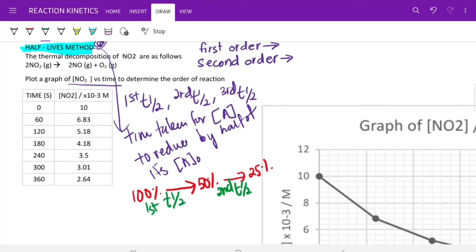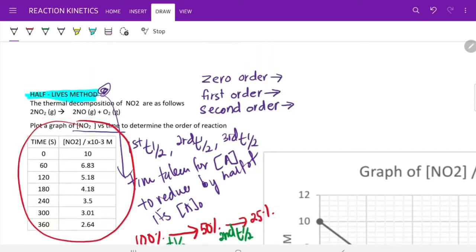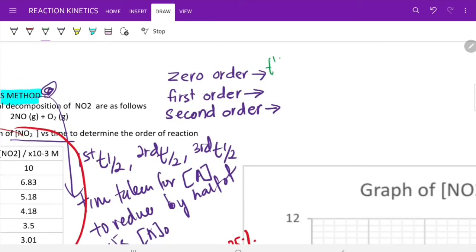For this one, you're going to be given the same type of experimental data, which only consists of time as well as concentration. Let's first understand what will happen if it's a zero order reaction. Your half-life is directly proportional to the concentration of your reactant. That means if your concentration continues to decrease, your half-life will decrease as well. So the first T half will be greater than the second T half and the third T half. That is for your zero order reaction.